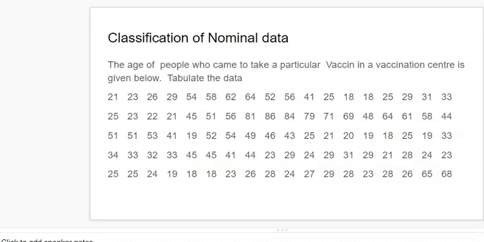So this is another data. It is nominal data because it is based on age, but at the same time it is scale data because we are measuring the age of a group of people, more than 90. So it is an age. So this is measured, or maybe scale, data.